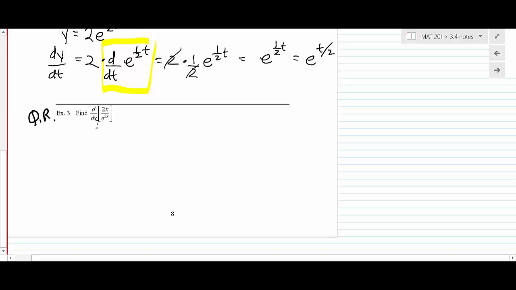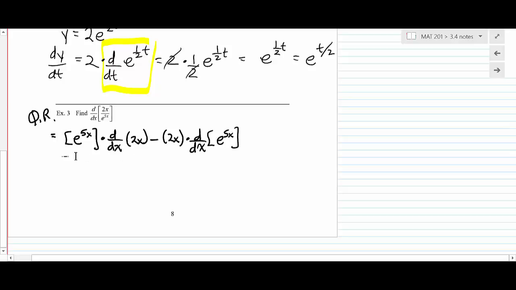Now we do have that e to the 5x in there, so we have to deal with that when that comes out here. So what we're going to have is we just write down the bottom, e to the 5x, then we're going to multiply by the derivative of the top. Then we do it backwards. We do minus the top, and then we do the derivative of the bottom. Then we go all over the bottom squared like that. You can use brackets or parentheses, it doesn't matter. I just use brackets for some reason.